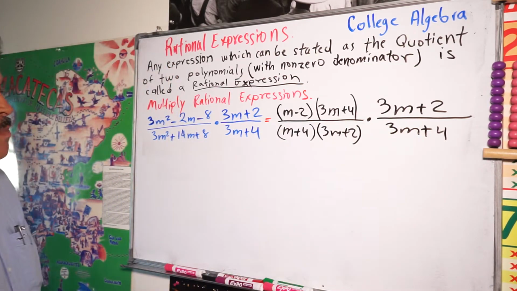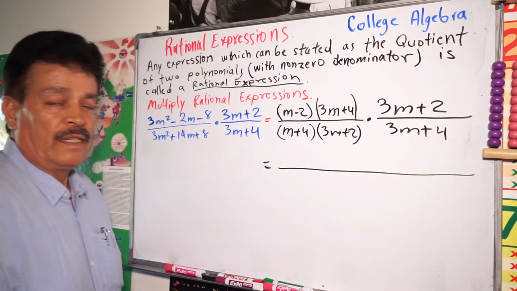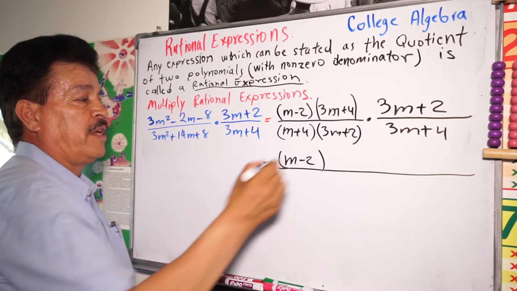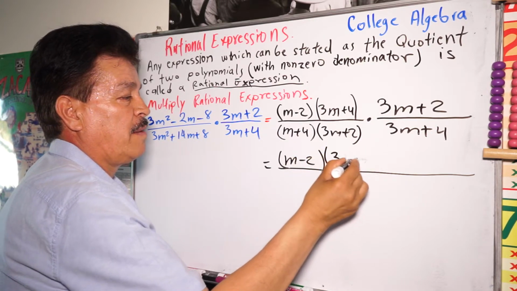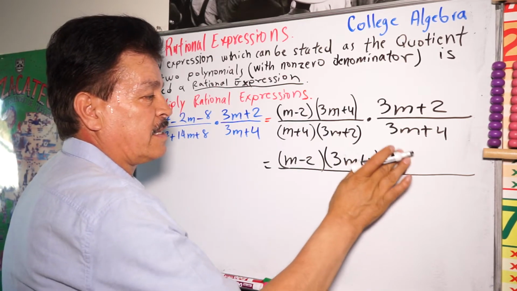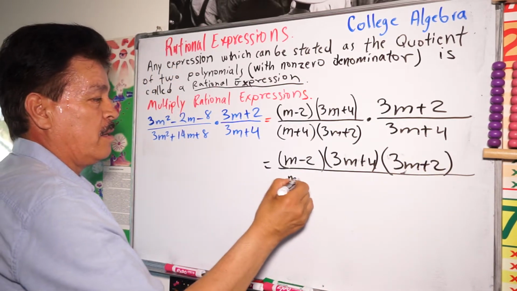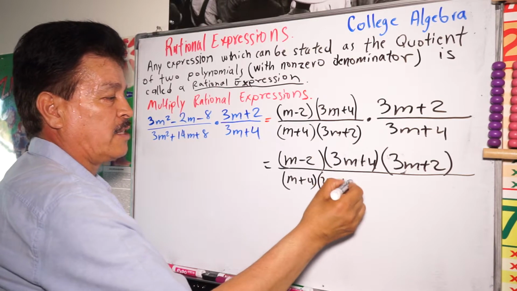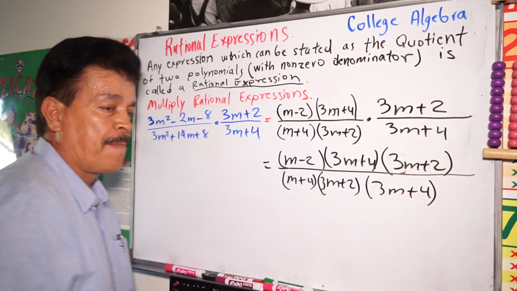If you simplify this expression, we are going to have this expression here: m minus 2 times 3m plus 4, times 3m plus 2, over m plus 4 times 3m plus 2 times 3m plus 4.